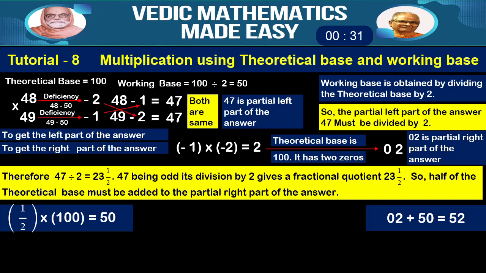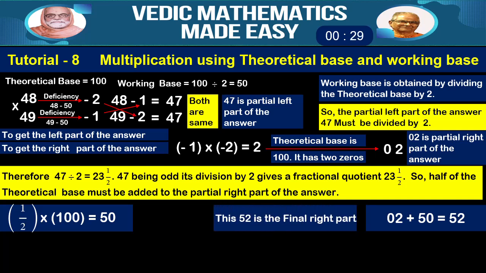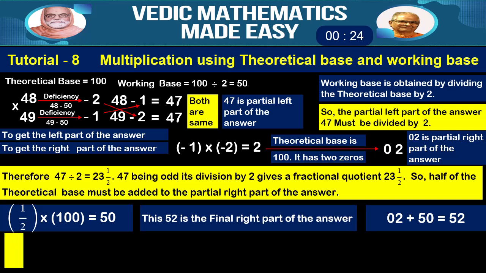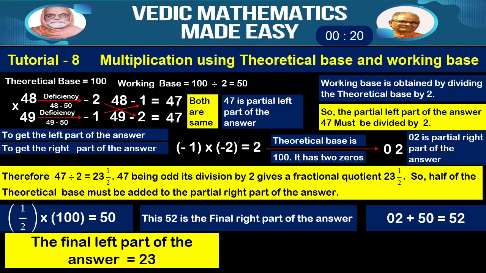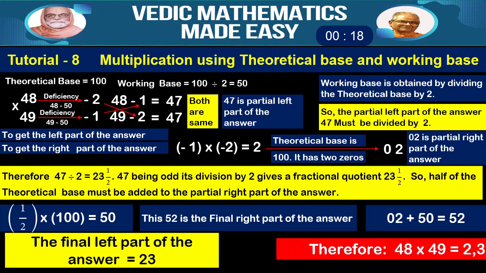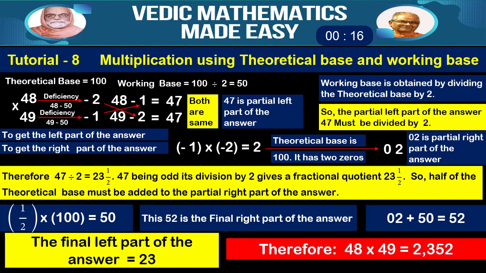to 52. This 52 is the final right part of the answer and final left part of the answer is 23. Therefore, 48 into 49 is equal to 2352. Hope you understood the process clearly. Friends, let's go ahead to solve another problem.